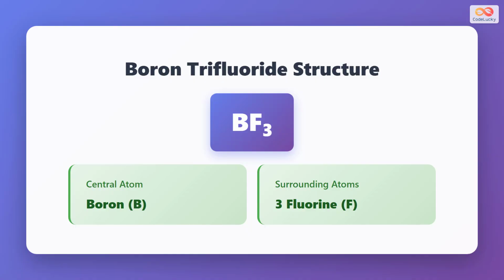Taking a closer look at boron trifluoride, BF3, we see boron as the central atom. Boron has three valence electrons and forms three bonds with three fluorine atoms. With no lone pairs remaining on the boron, the molecule perfectly satisfies the requirements for trigonal planar geometry, creating a flat triangle with 120-degree angles between all fluorine atoms.